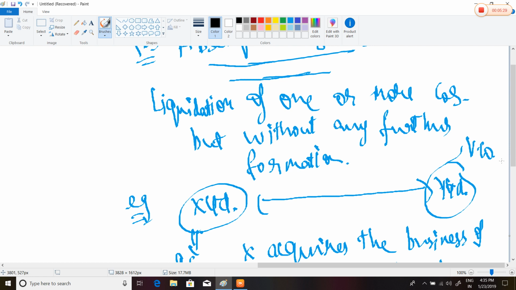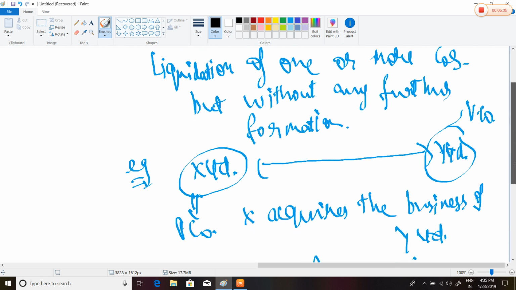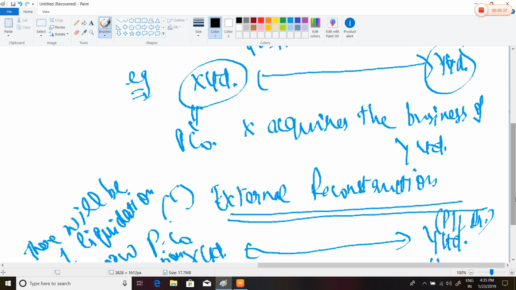X Limited and Y Limited are two companies. X Limited is the purchasing company and Y Limited is the vendor company. X acquires the business of Y Limited. So it is absorption of companies.